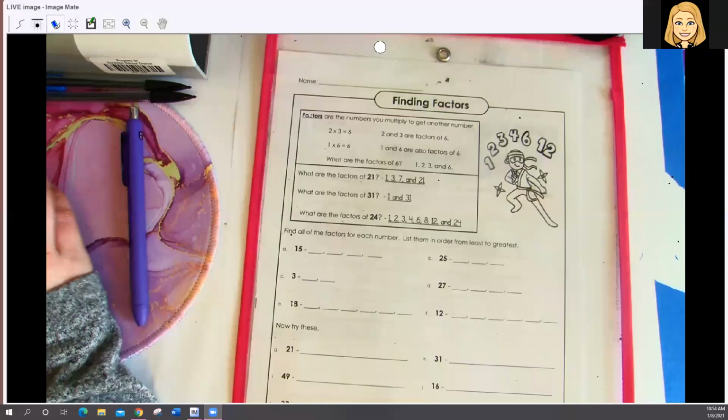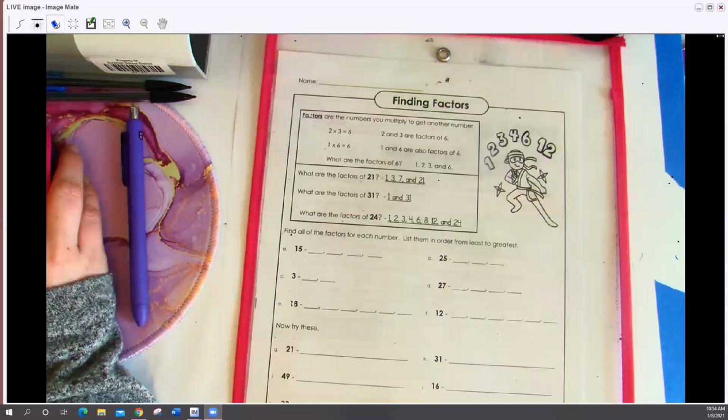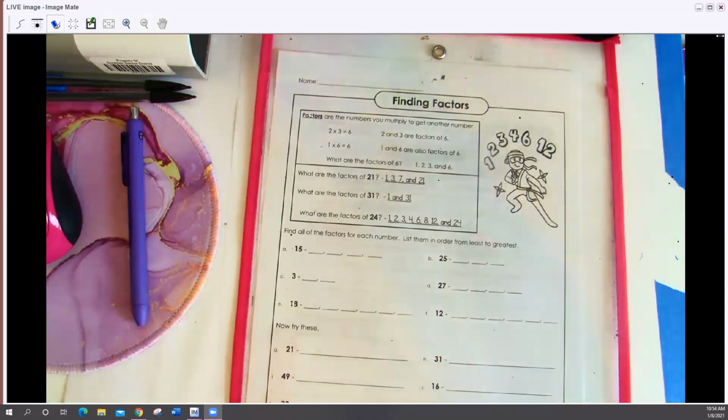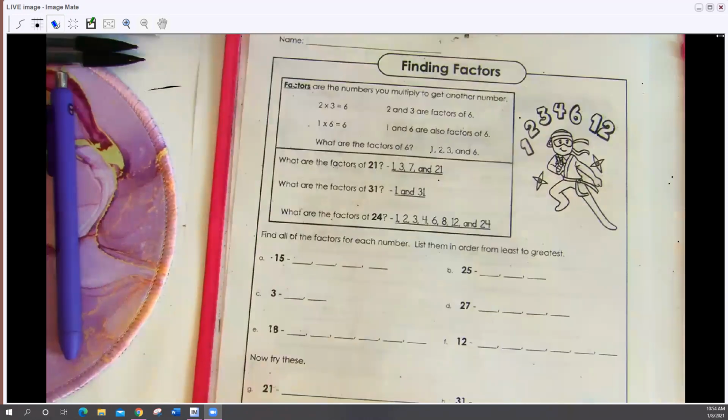So I'm just going to go ahead and get started. We're going to do a little bit of work with factors and a little bit of work with multiples. So I will get this ready here, and I'm going to stop my video so that you can just see the screen and it doesn't lag. So we have finding factors, and let's zoom in a little.